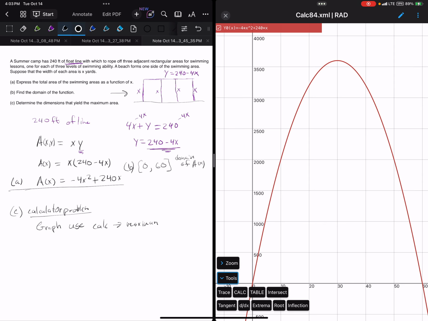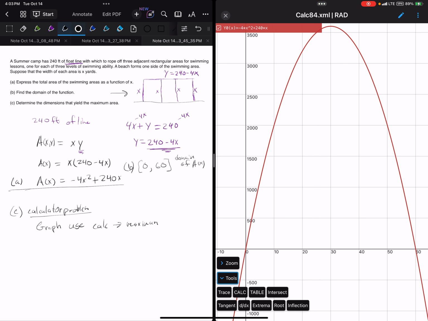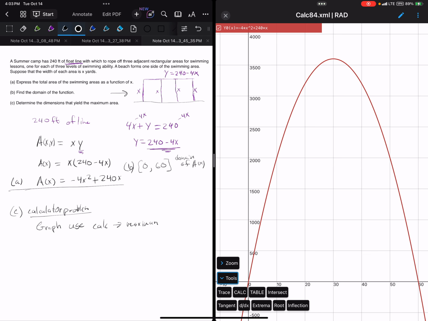Looks like instead of a few hundred, we're talking more like 3,600. All right, but I've got my 0 to 60 there, and you can see that in the graph. And what I really want to find out is the y value. Every y value on this graph is a different possible area for our overall rectangle. And so the largest value is going to be the top of this peak. And so I want to find out what the top of this peak is.